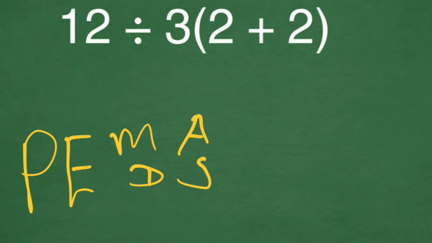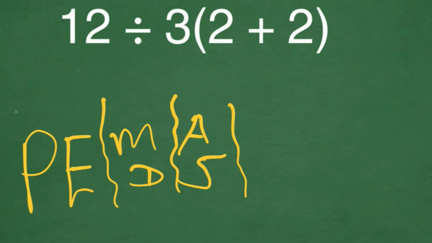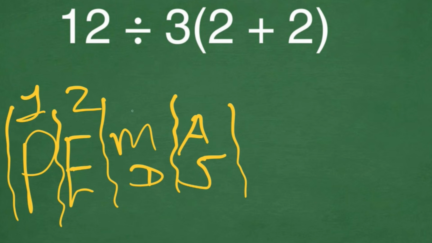so according to the rule PEMDAS, P stands for parentheses, E stands for exponent, M and D stand for multiplication or division, A and S stand for addition or subtraction. According to this rule, the first thing to solve is parentheses, right? Parentheses are the first thing to solve, and it is priority number 1, and priority number 2 is exponent, and priority number 3 is multiplication or division, and priority number 4 is addition or subtraction.